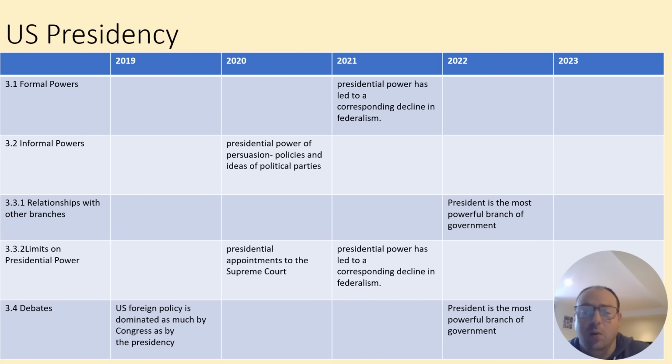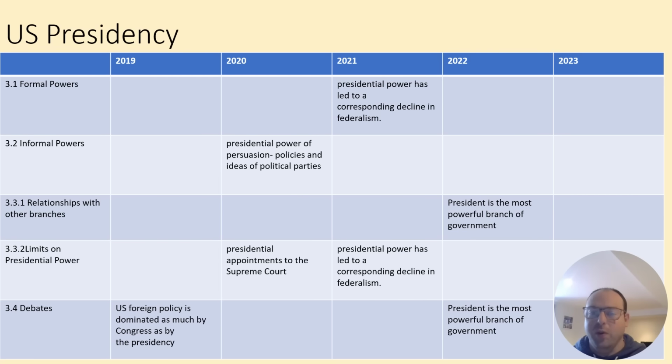In 2022, there was a question on whether the presidency is the most powerful branch of government, the executive is the most powerful branch of government, and that would fit in with the 3.3.1, the relationship with both branches, and also in the debates. So there's lots in there, though notably not there in 2023. So whether the presidency is due a comeback this year on the paper would be an interesting one to think about, and I would definitely recommend you know your president stuff. And you've got loads of good examples.